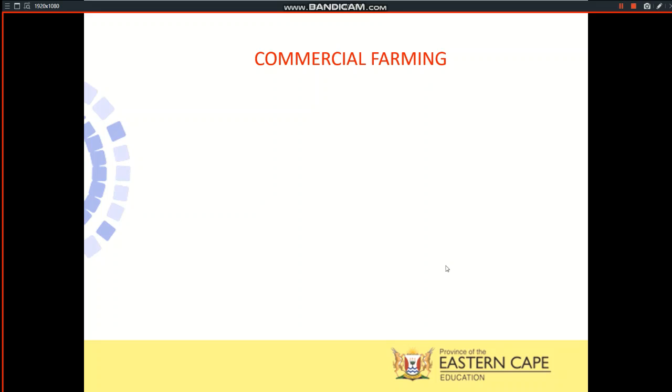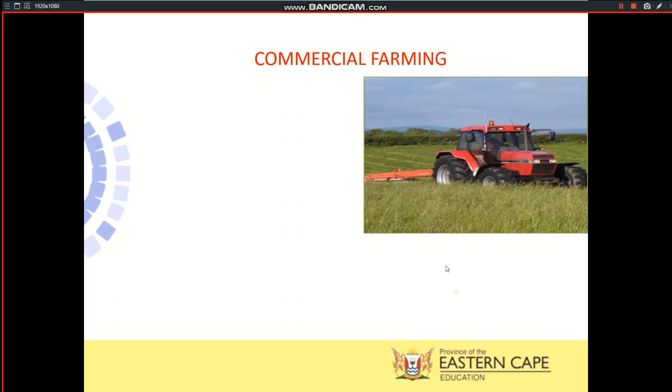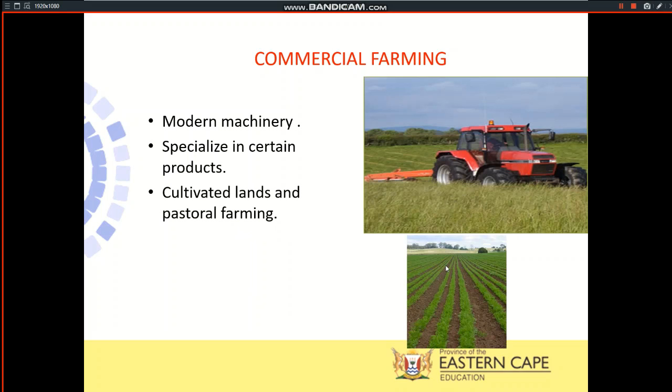Then we go to commercial farming. There you have your machinery that they're showing you, and you can see large tracts of land. Modern machinery is used. It specializes in certain products. It can be maize farming, etc. It's cultivating lands and pastoral farming, and scientific methods are used, like we basically alluded to in the previous slide. It's market orientated. In other words, it is there to make a profit, to go and sell on the market.